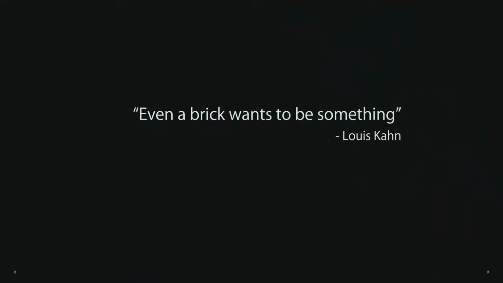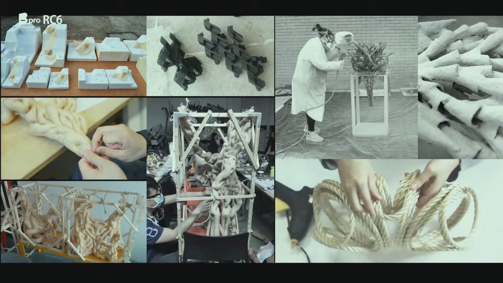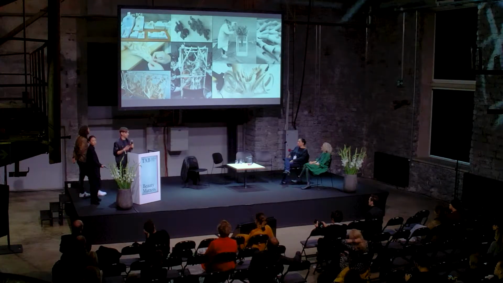So even a brick wants to be something, says Louis Kahn, right? So with our students at the Bartlett, we ask ourselves, what do different materials want to be? Materials often considered non-architectural, which are low cost, on the fringes of architectural production, such as sawdust, synthetic ropes, felt, and so on.